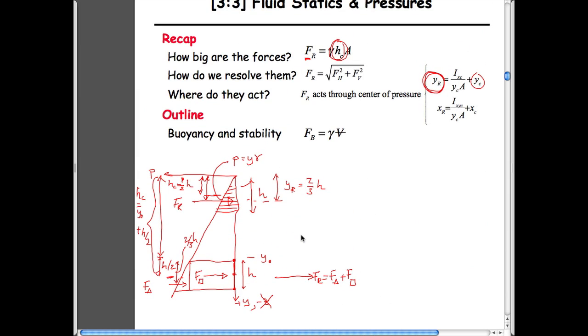We talked about how you can do that to get the position of the resultant relative to the depth in the fluid. You can also do it horizontally as well, and we did an example with that.